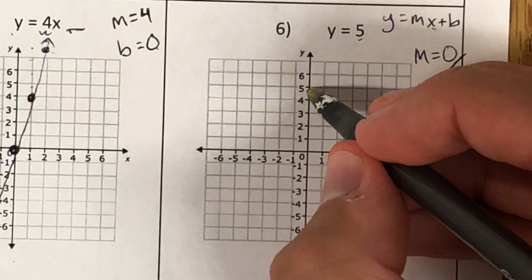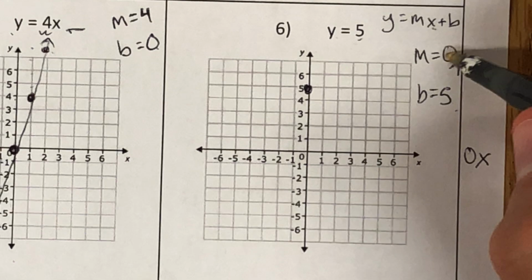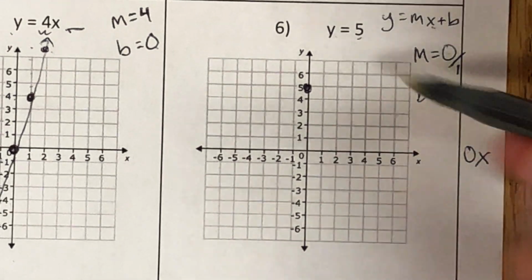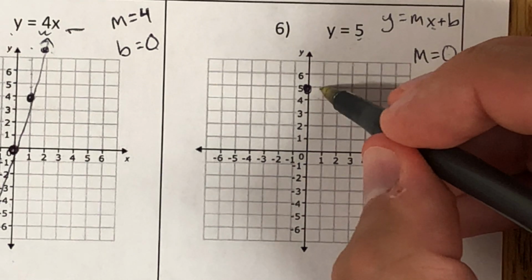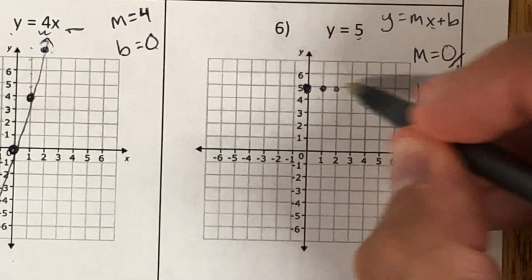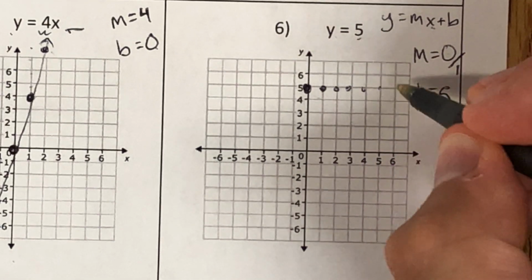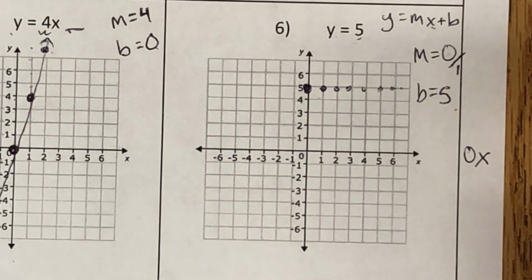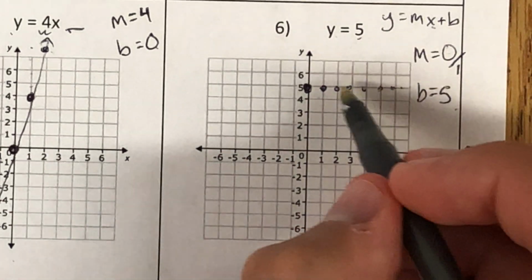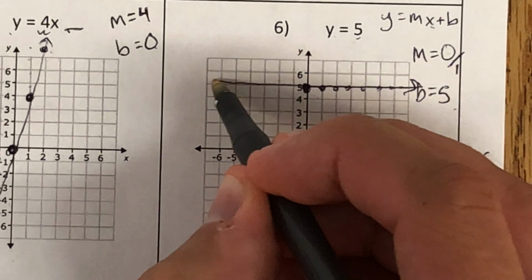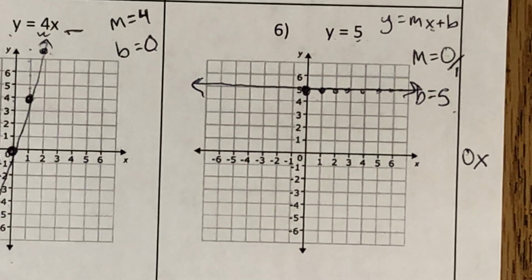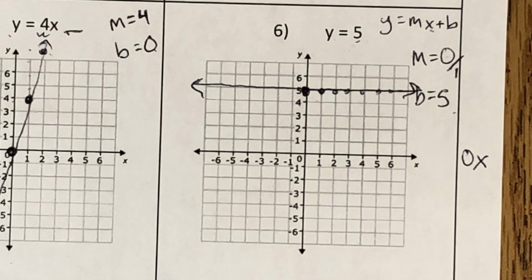So we start at a y-intercept of 5. Since our slope is 0 over 1, it means we're going to be going up 0 to the right 1. Up 0 to the right 1, and so on. Same would go for the opposite direction, but you're noticing it's just a horizontal left to right line that goes through 5. It's kind of an interesting one.